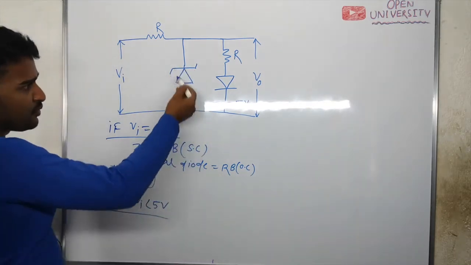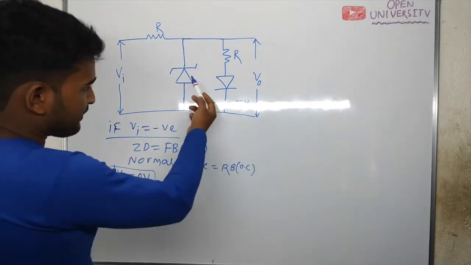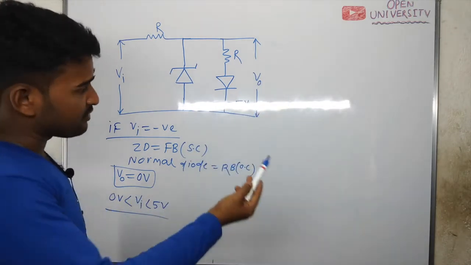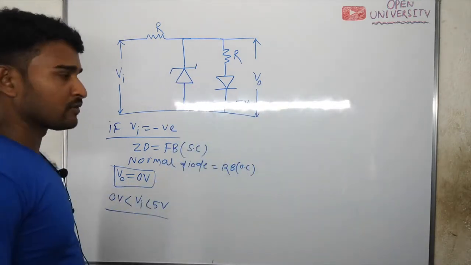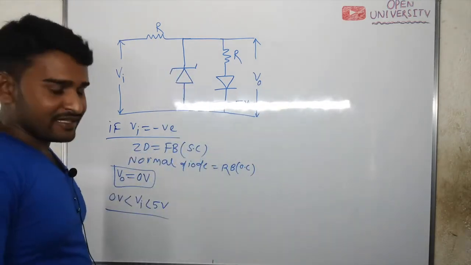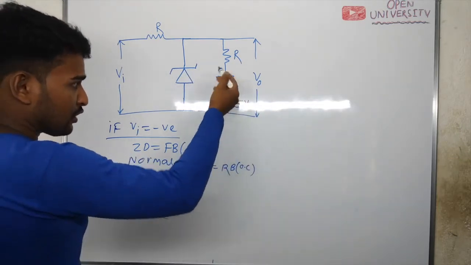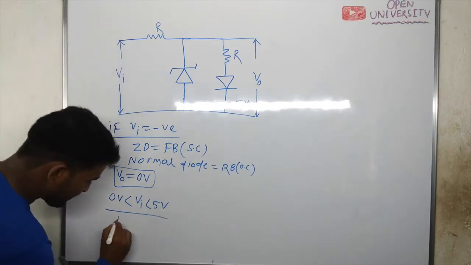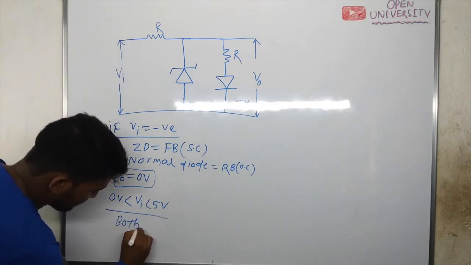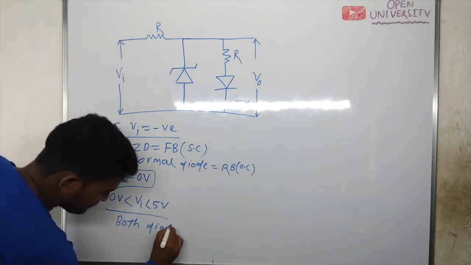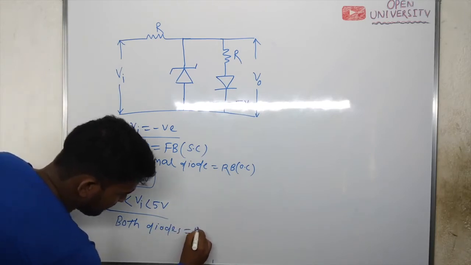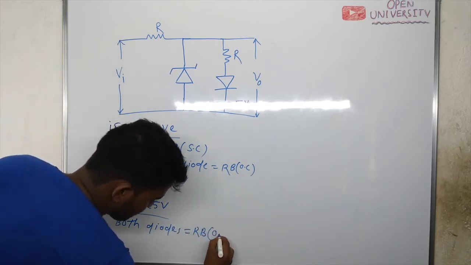for a positive value of input, the Zener diode will be reverse biased, but not in breakdown, because its breakdown voltage is 10 volt, and the input is less than the breakdown voltage. So the Zener diode will be reverse biased but not in breakdown. The normal diode is also reverse biased. So I am writing that both diodes are reverse biased, so they are open circuit.